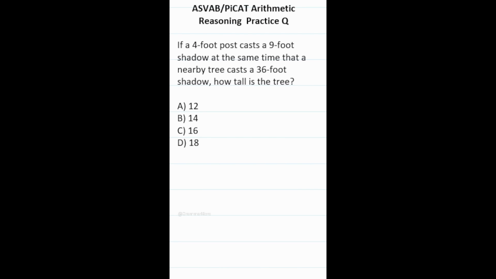ASVAB PiCAT Arithmetic Reasoning Practice Test question says if a 4-foot post casts a 9-foot shadow at the same time that a nearby tree casts a 36-foot shadow, how tall is the tree? So we're going to use a proportion to solve this one. This is the height of the post over the length of its shadow. That's going to equal the height of the tree, which is unknown, call it x, over the length of its shadow. That's 36 according to this problem. We solve proportions using cross multiplication. This becomes 9x equals 4 times 36.